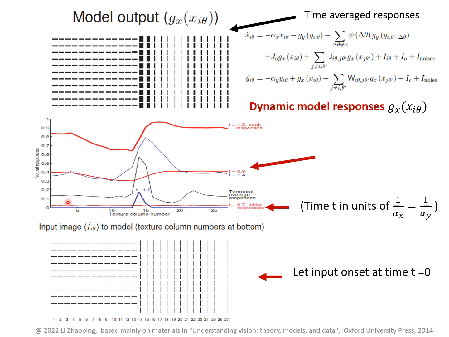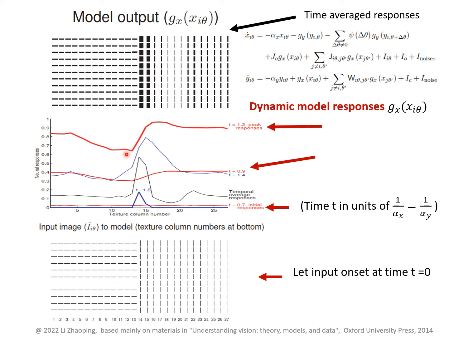Slightly later, at time t equal to 0.9, neural responses have risen substantially across columns, and some variation across columns start to appear. At time t equal to 1.2, response levels reach a temporal peak. Interneurons are receiving strong drives from the principal neurons to become more activated.